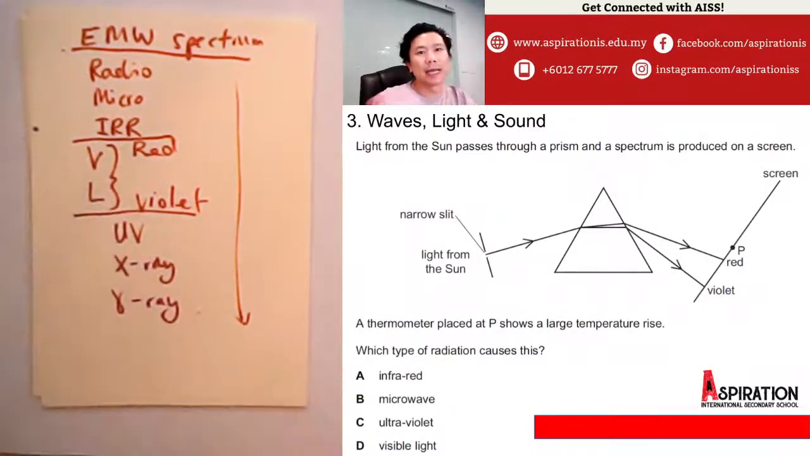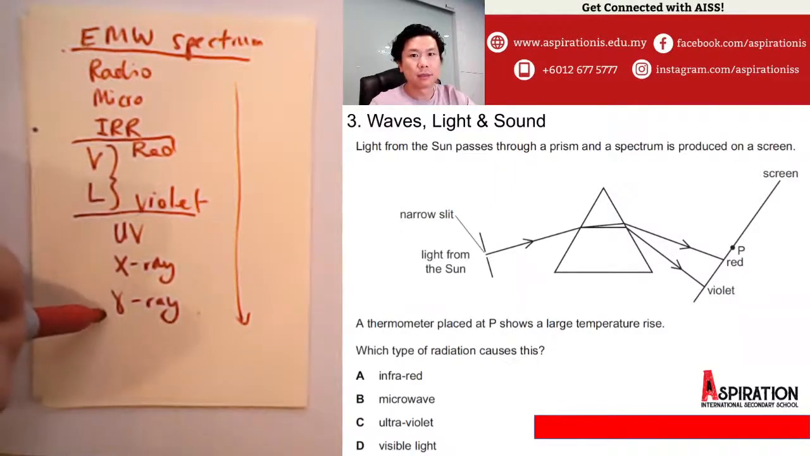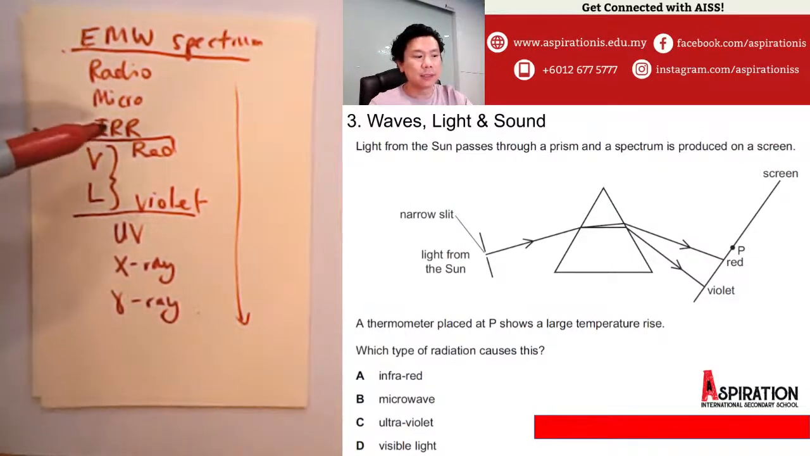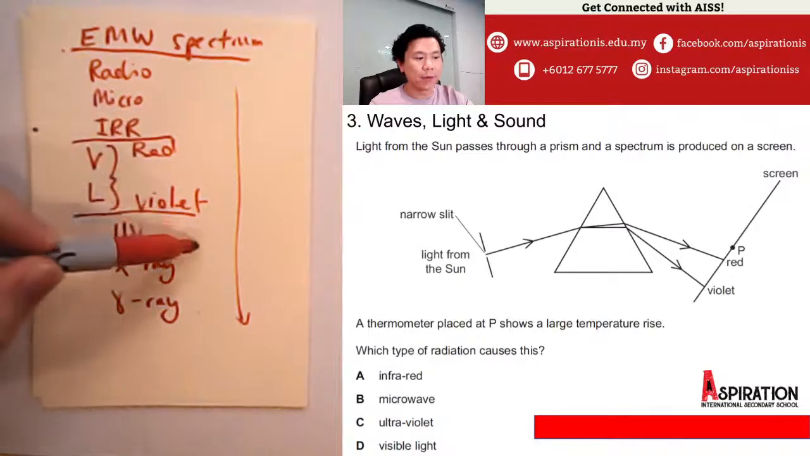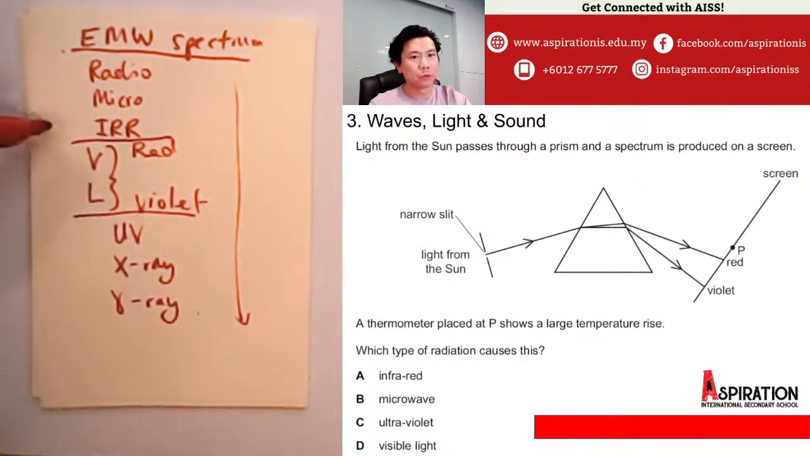So coming from the sun, guys, listen here. The sun does not emit everything, yeah. At the very least, it emits infrared right up to UV. So the sun emits infrared right up to UV.